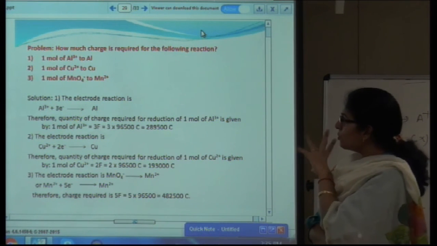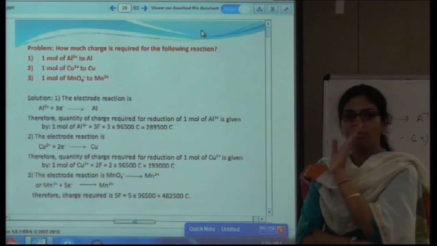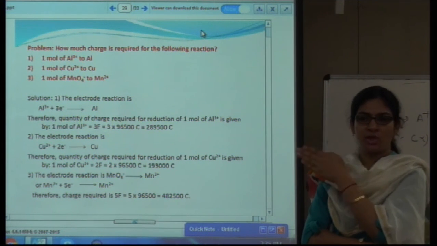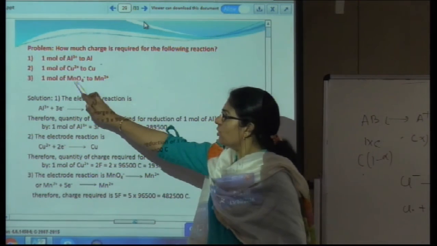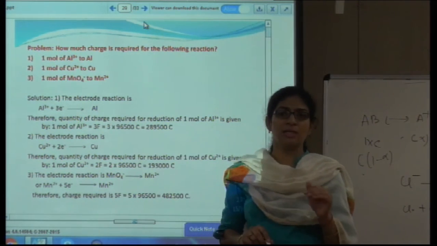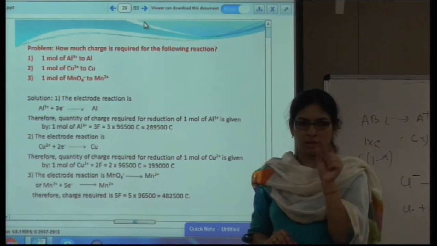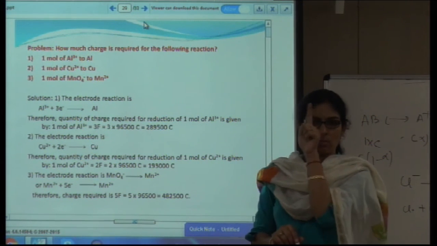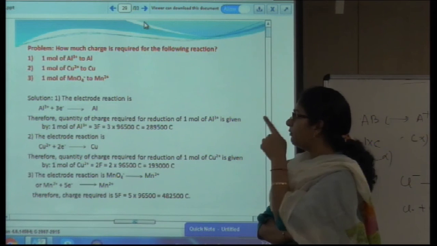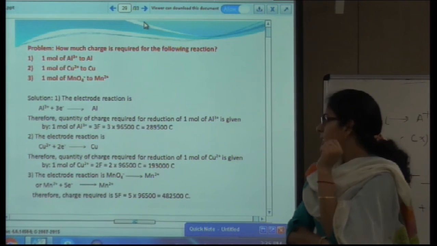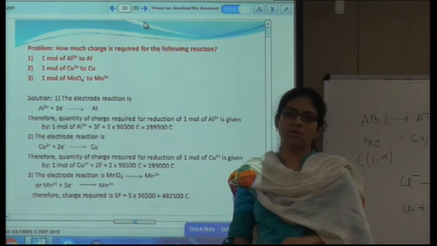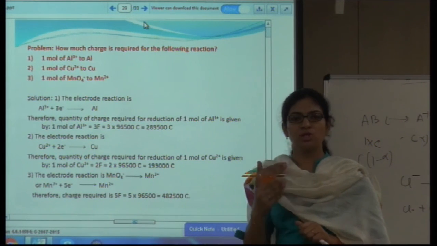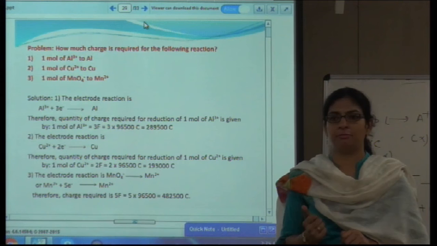MnO4 minus to Mn2 plus. You see the change in the oxidation number. MnO4 minus, what is the oxidation state of manganese in this? It is plus 7, because oxygen has 2 negative, 4 oxygen gives minus 8, so altogether you have plus 7 here. So it is going from plus 7 to plus 2. So that means how many electrons are required? 5 electrons. So therefore the charge will be 5F.